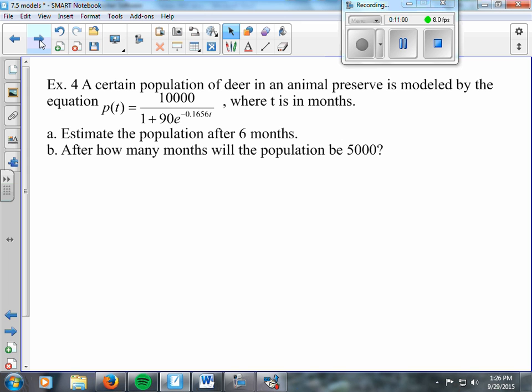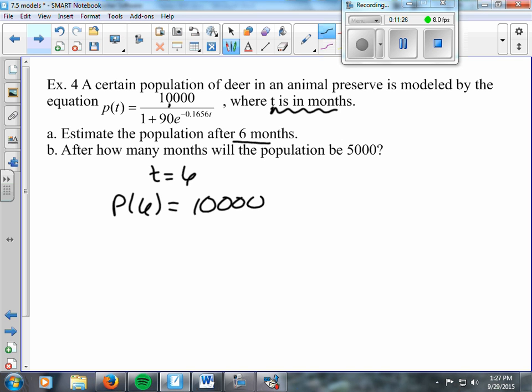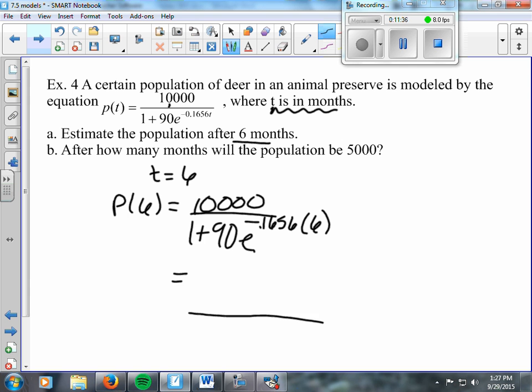Last question. Here I have a logistic growth model. This is the population of deer in an animal preserve. The carrying capacity of the preserve is 10,000 deer, apparently. Estimate the population after 6 months. So 6 months, notice t is in months. So I'm just going to make t equal to 6. I'm going to find P of 6. So that would be 10,000 divided by 1 plus 90 e, and then I type in negative 0.1656 times 6. And then we're going to figure out what that answer is.